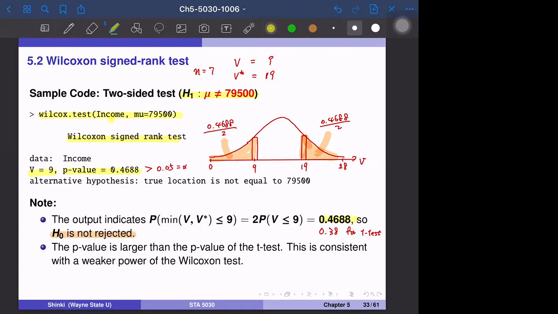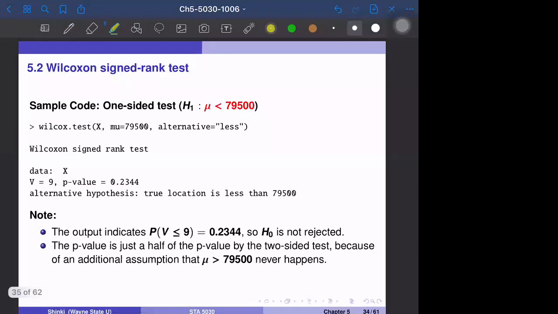Okay, so next, the one-sided test. We want to test if mu is smaller than 79,500. So this is the alternative, and the null hypothesis is mu is equal to 79,500, and we excluded the possibility that mu is larger than 79,500. So we strongly believe that math PhDs earn less than or equal to other PhDs. That is the assumption of this test.